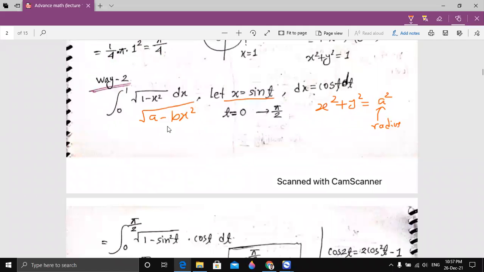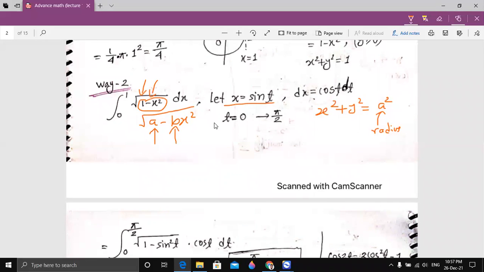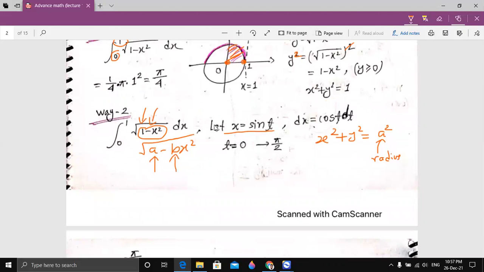So maybe the first one is if we have some function like root over a minus bx squared. Here a is any constant and b is any constant. So we have 1 minus x squared. Here a is equal to 1 and b is also 1, because the coefficient of x squared is 1. So the trig substitution formula says x will be equal to root over a by root over b sine u.